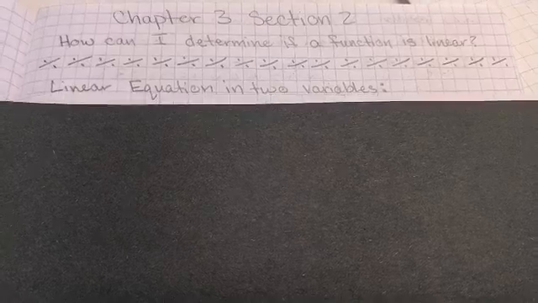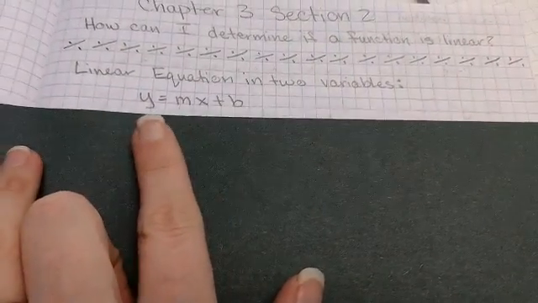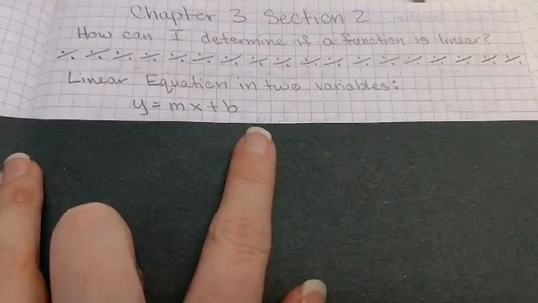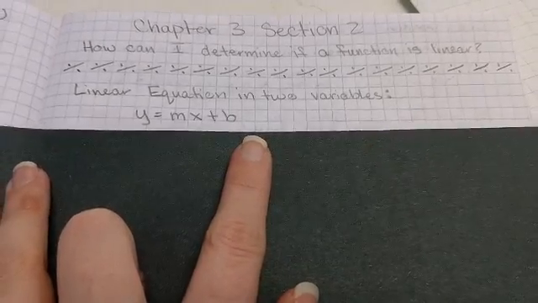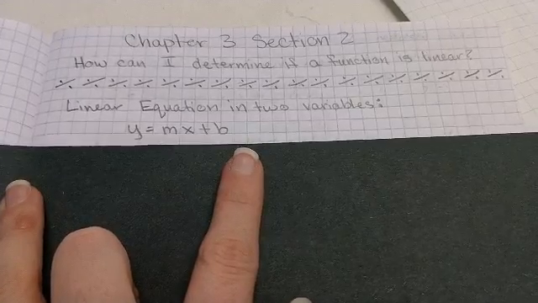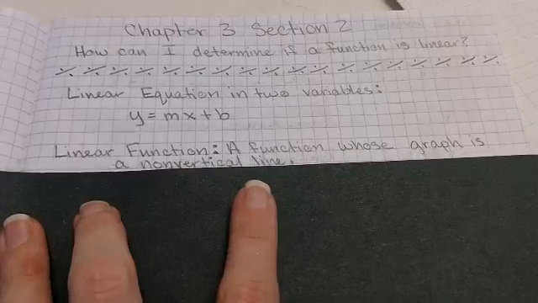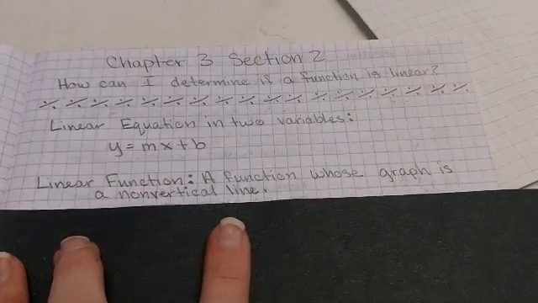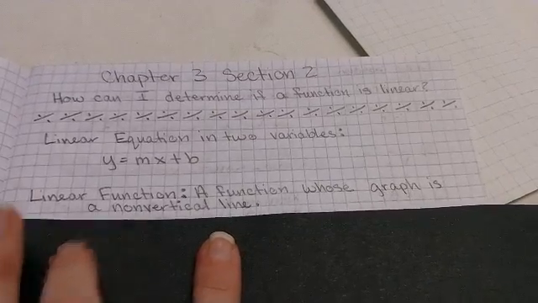So a linear equation in 2 variables is anything that can be put in the form of y equals mx plus b. Remember, the word linear means line. So if we graph it, it forms that line shape. Y equals mx plus b. So a linear function is a function whose graph is a non-vertical line.